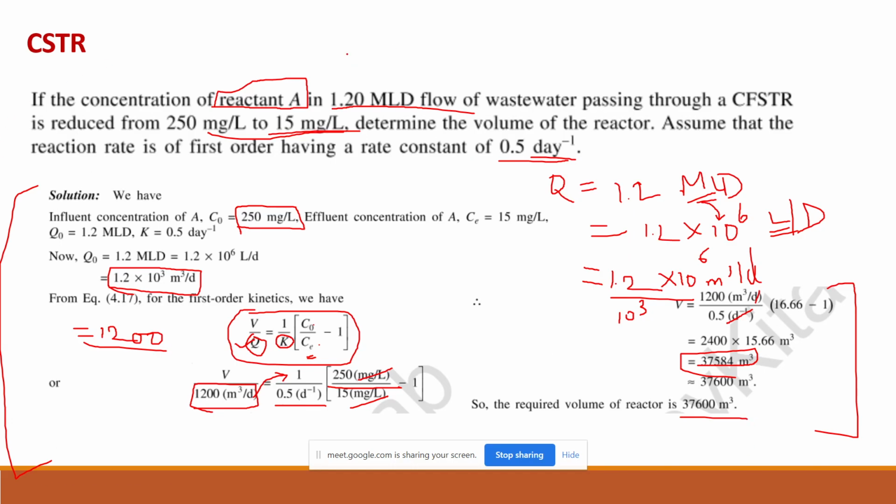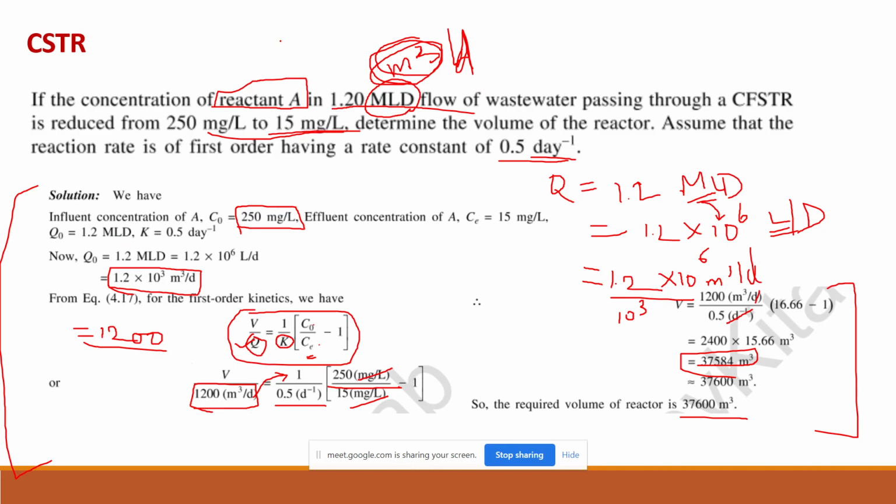So again this was quite straightforward. What you had to do is just apply a unit conversion to convert this million liter per day into meter cube per day. Because ultimately the rest of the units will get cancelled and you will be left with only this unit. If it's in liters, it will create confusion, because you can get the volume in terms of meter cube or liter anyway.